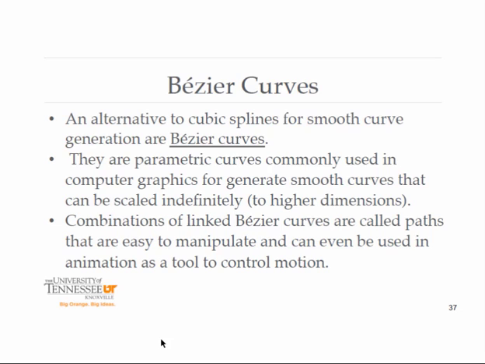Before leaving Chapter 3, I add new material that's not in the book, that is an alternative to cubic splines for drawing and generating smooth curves. These may be used in the next homework assignment that you're going to do that involves smooth curve generation. Bezier curves, notice the name Bezier, it's a French name, are alternatives to splines, and they're basically what we call parametric curves.